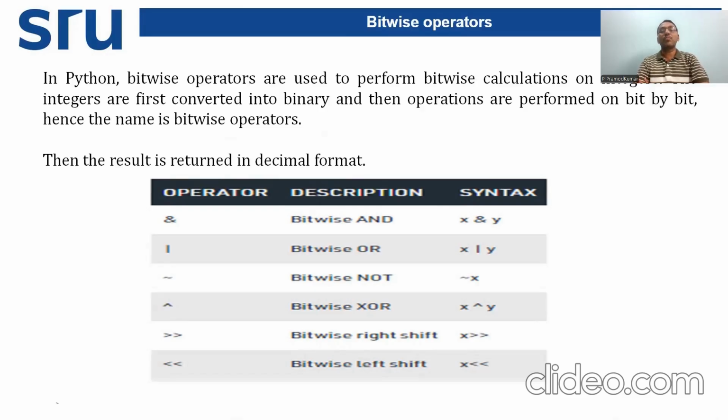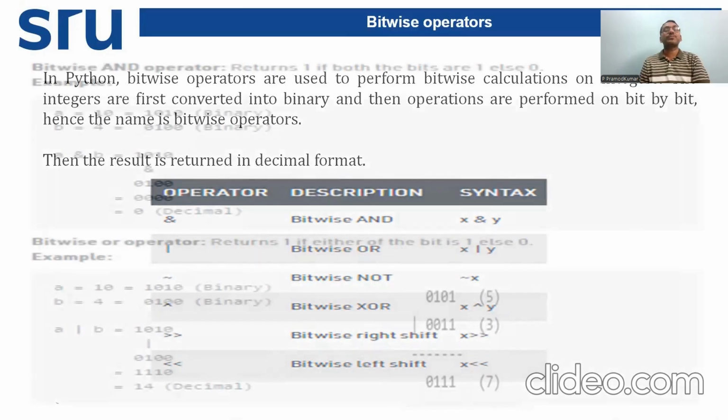In order to perform operations at bit level, Python supports the below operators. Altogether, it supports 6 operators. The first is bitwise AND, the second one is bitwise OR, the third one is bitwise NOT, the fourth one is bitwise XOR, the fifth one is bitwise right shift, and the sixth one is bitwise left shift. So these are the 6 operators. We'll discuss each of them with an example.